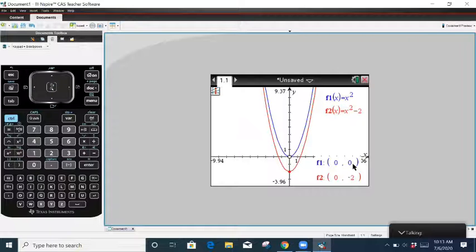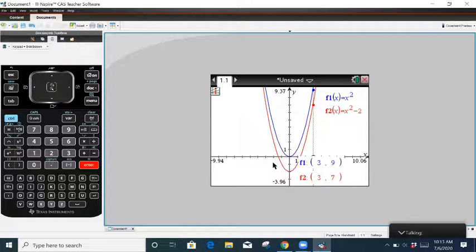Okay, so here on my TI-Nspire, I have f of x equals x squared graphed in blue, and f of x equals x squared minus 2. Now if we trace the graph, we see the points on the blue graph are just, you take 0 and you square it, or you take 1 and you square it and get y, or you take 2, or 3, and you square it and you get y. So the blue graph looks like that parent function, because it is f of x equals x squared.